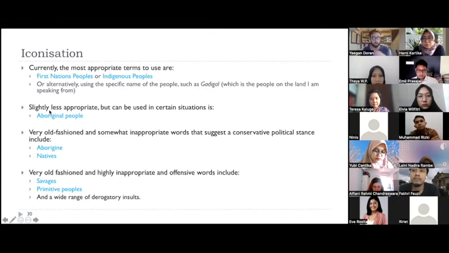Now, importantly for us, in terms of their content meanings, in terms of their field, they all kind of refer to the same thing, the same people. But in terms of their interpersonal meanings, in terms of iconization, they are very different.